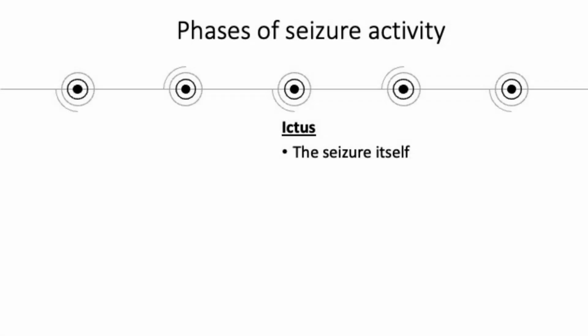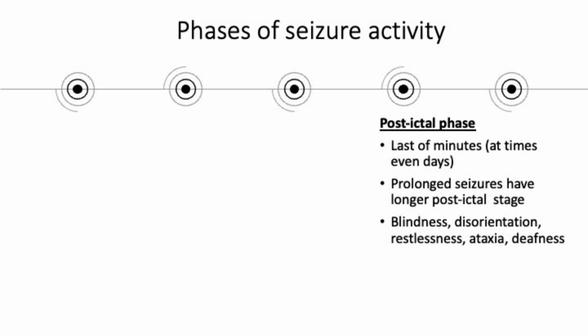Third, ictus, the seizure itself. Depending on whether the seizure is generalized or focal, ictus may present with muscle rigidity, paddling, convulsions, or other signs. Fourth, postictal stage. This is the recovery phase following a seizure. It can last from minutes to hours and is characterized by confusion, disorientation, ataxia, or temporary blindness. Some dogs may exhibit transient behavioral changes, such as increased thirst or hunger.